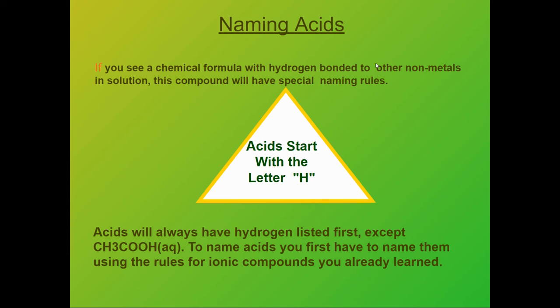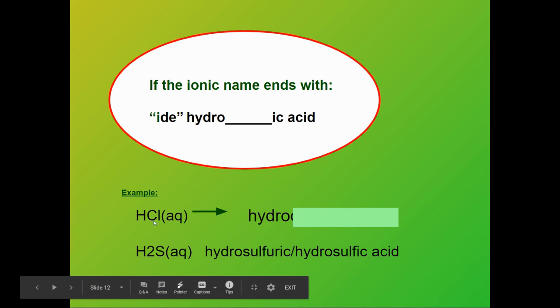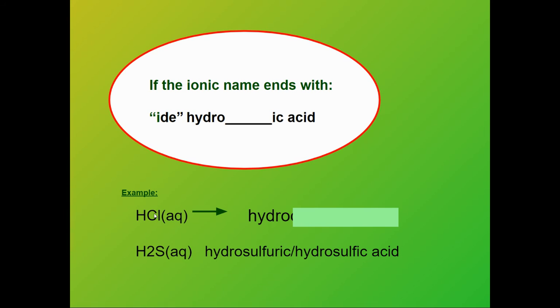So to name acids, you first have to name them using the rules for ionic compounds you've already learned, okay? So for example, if an ionic compound is named and it ends in IDE, we're going to change its name to hydro something ic acid. So hydrogen chloride, we've already seen this one. Your example is hydrogen iodide, okay? So HI. Essentially, it works in the same way.